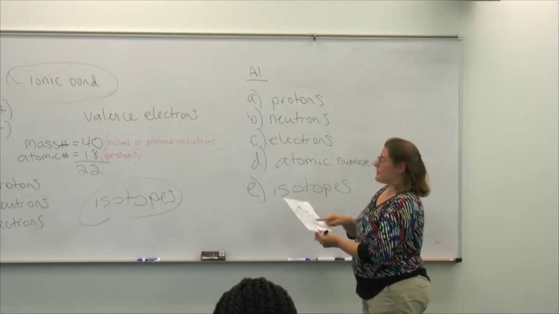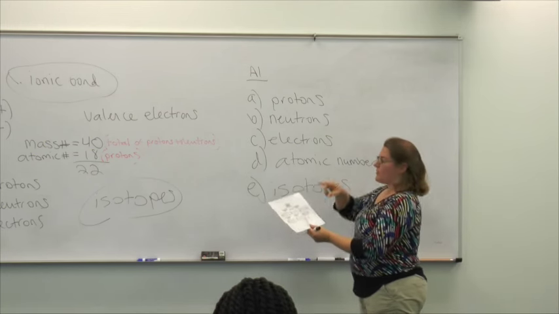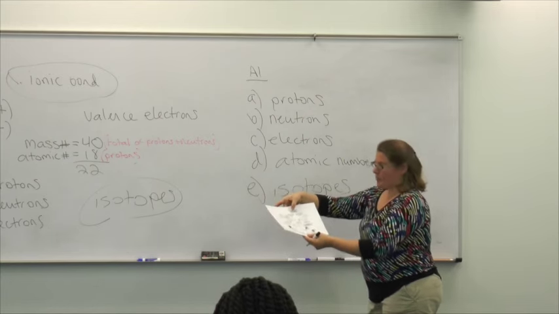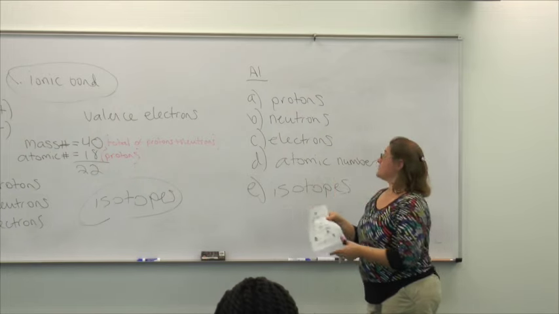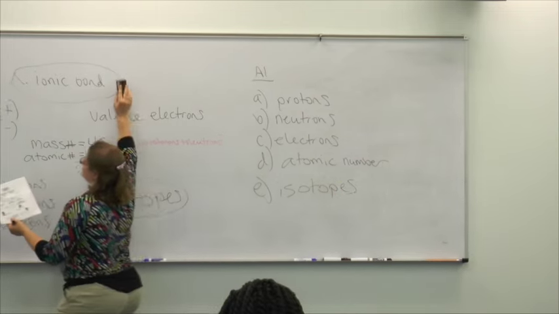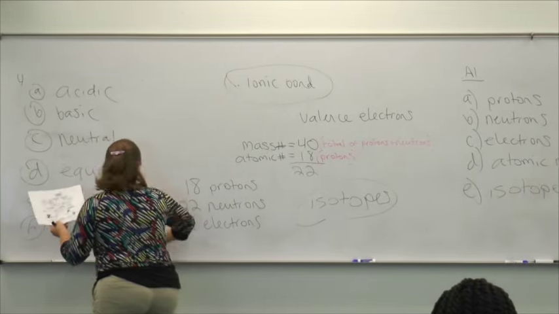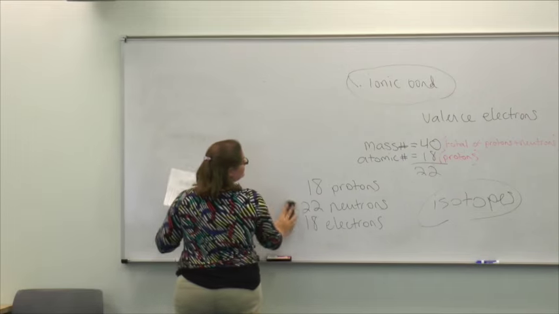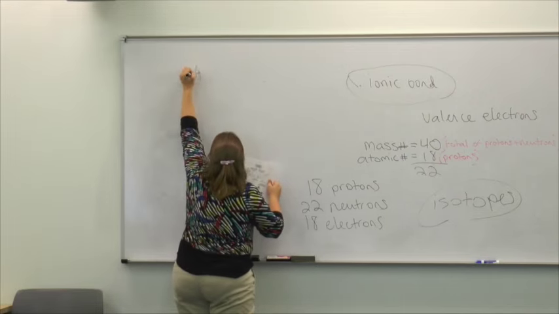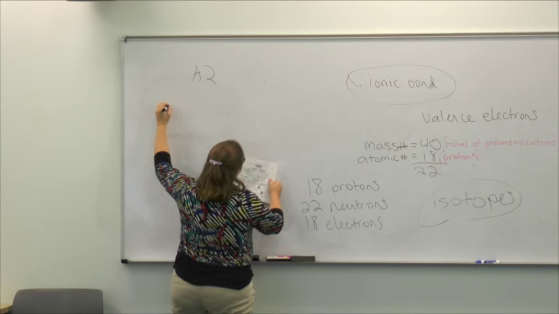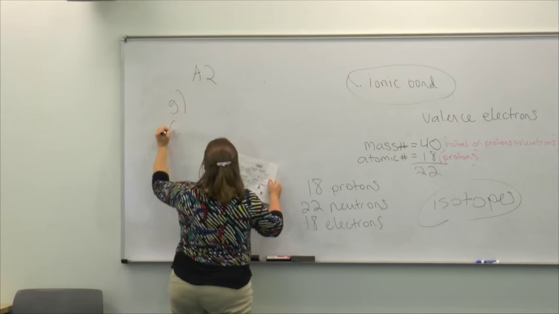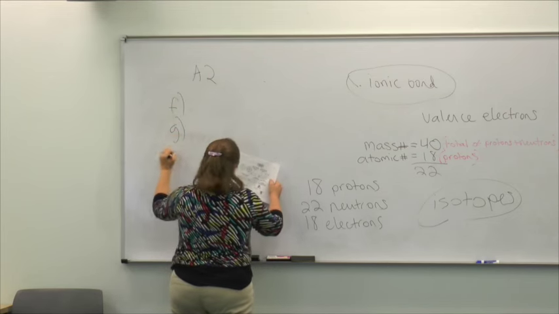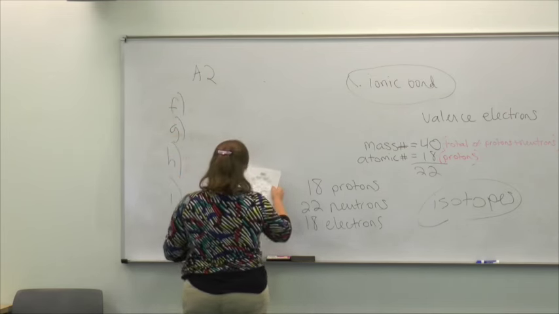Following the C route, atoms have negatively charged electrons, and the number in the outermost shell determines the formation of, this line actually connects to the back of this, chemical bonds. So now we're going to do A2. Diagram A2, and we need to fill in the blanks for F, G, H, I.